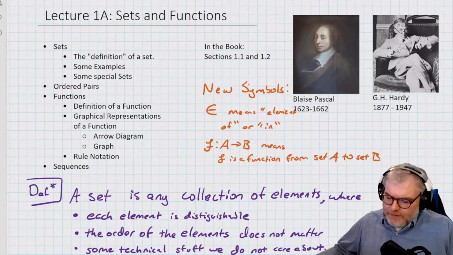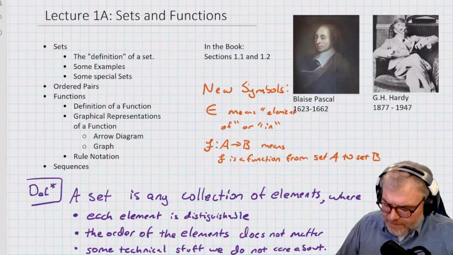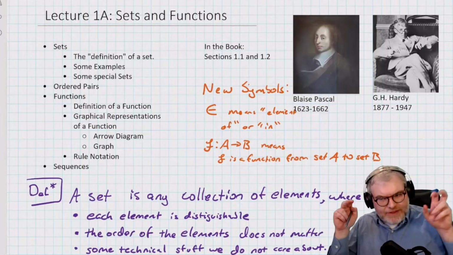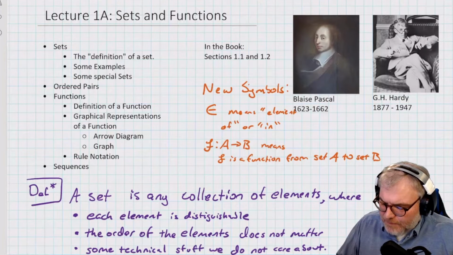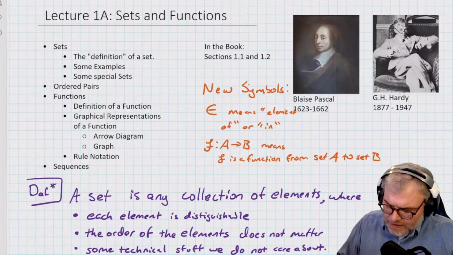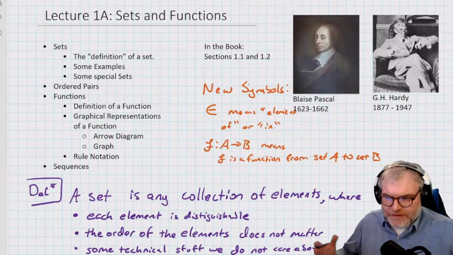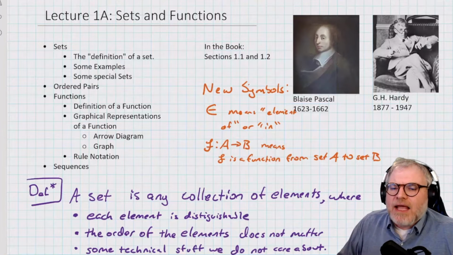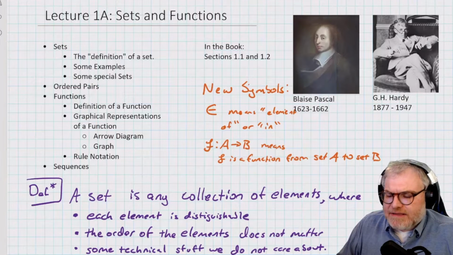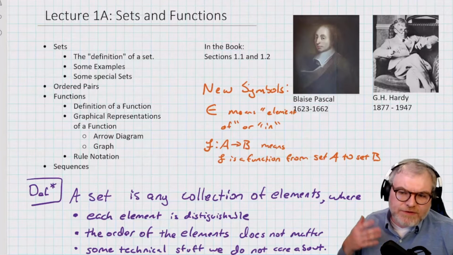Okay, so what we're going to do is start by talking about the definition of a set, some examples and some special sets. In the book, this is sections 1.1 and 1.2. We'll talk about ordered pairs, functions, ways of representing functions, and then sequences, which are a special type of function.